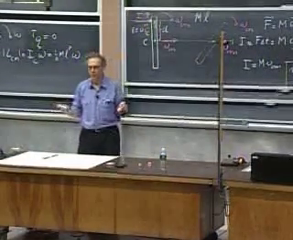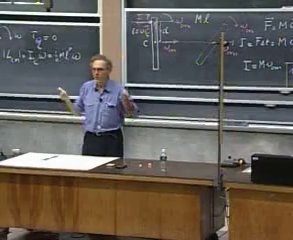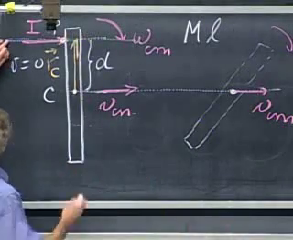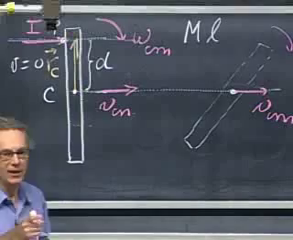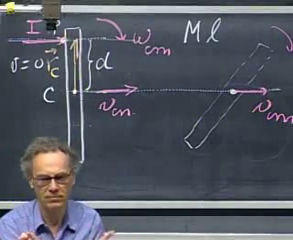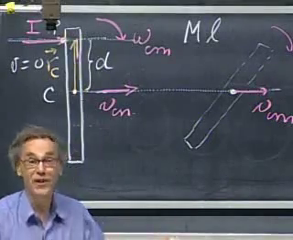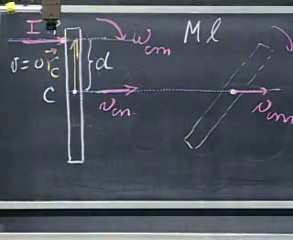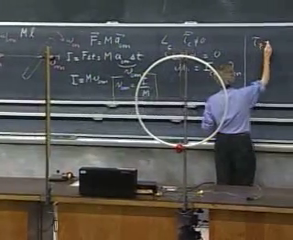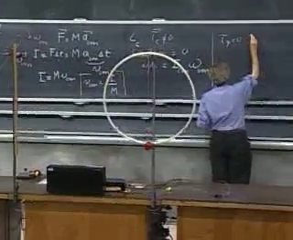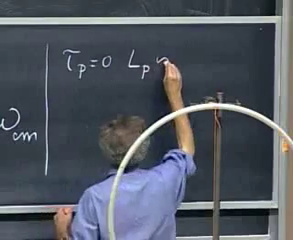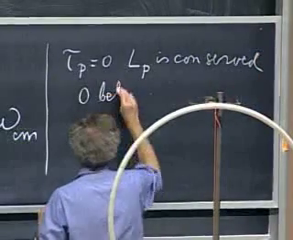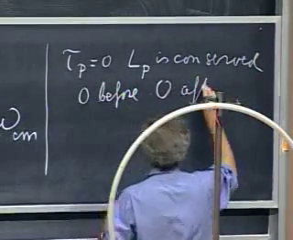Angular momentum must be conserved about that point, because there is no torque relative to that point. Any position vector from this point to here is in the same direction as the force, so R cross F is zero. So now we have an infinite number of points, all these points on this line, where the torque is zero. So the torque relative to point P is zero, and the angular momentum L relative to point P is conserved. It is zero before, and so it's zero after the hit.